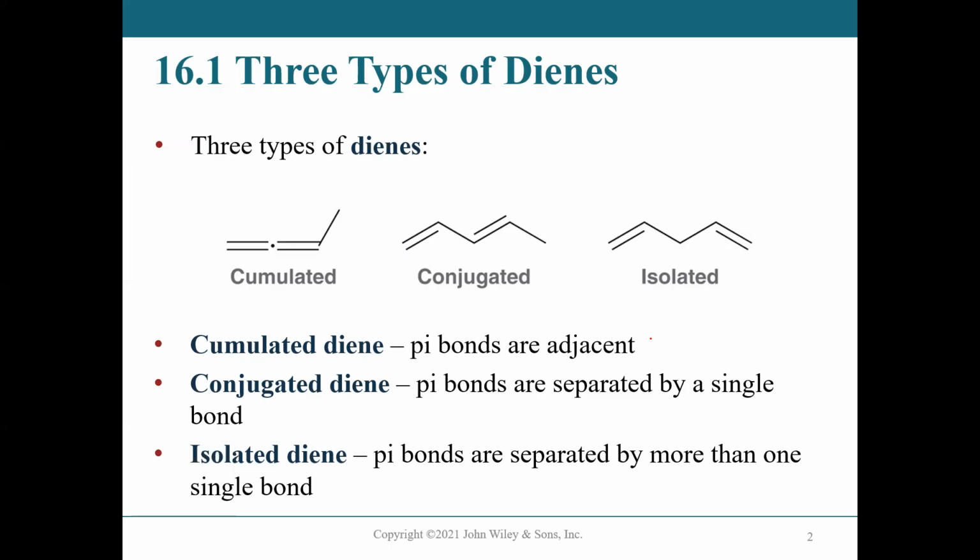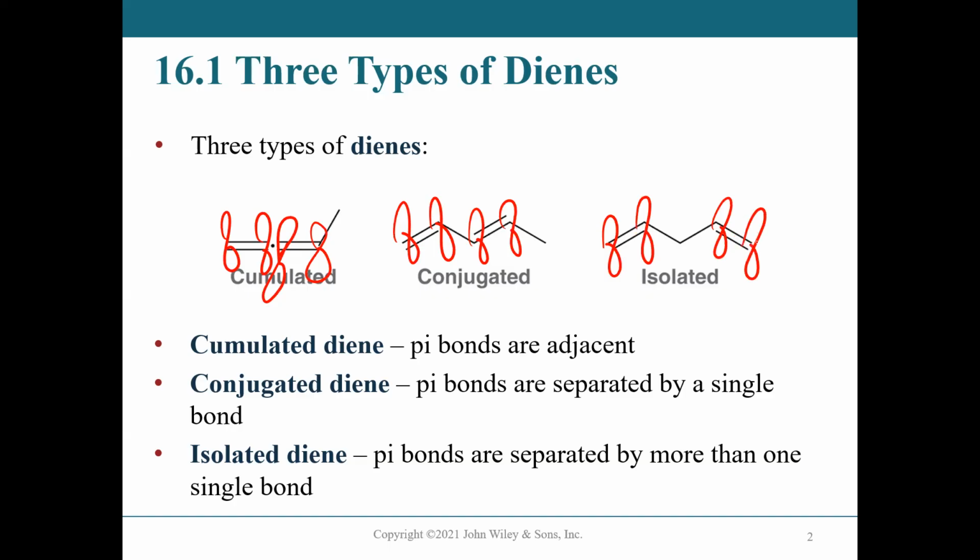So if you read chapter 16, you'll see that there's 3 types of dienes. You have your accumulated, conjugated, and isolated, and these are going to kind of come out this way. So kind of coming out perpendicular. These come out like this. They also go up top like this.